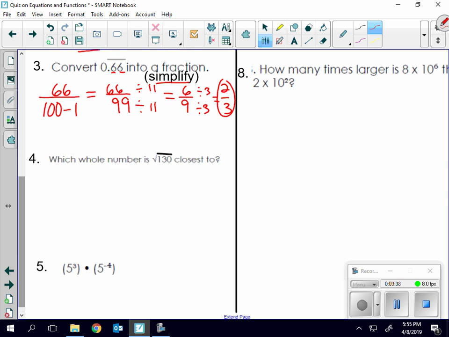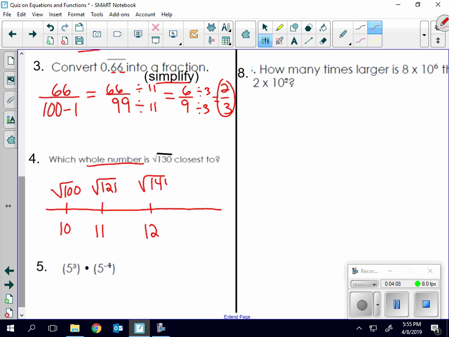All right, which whole number is the square root of 130 closest to? Well, if we make a number line, it wants to be pretty high. Let's see, let's start with maybe, well, you know, 10 is the square root of 100, so it's got to be bigger than that. We know the square root of 121 is 11. It's got to be bigger than that. All right, how about 12? We have the square root of 144. Well, we know it's somewhere in between there, but which one is it closer to?